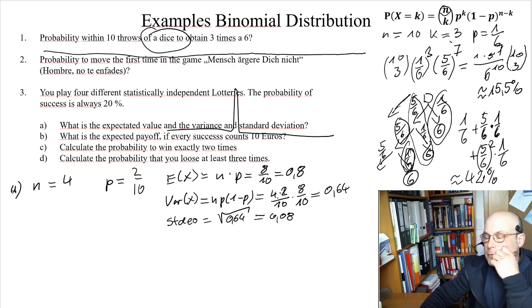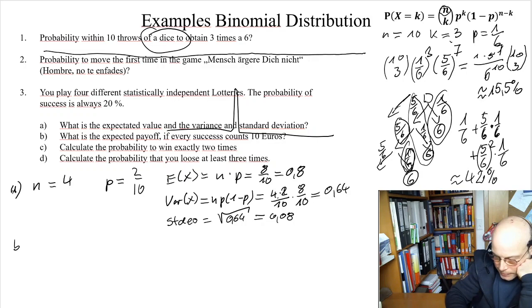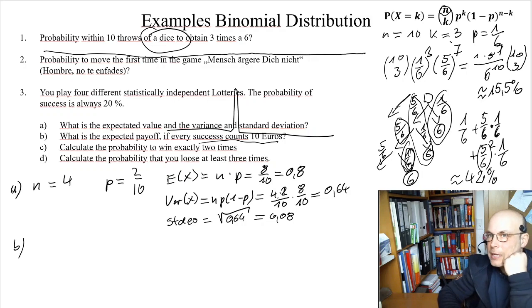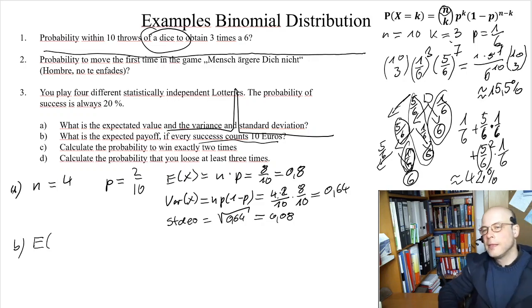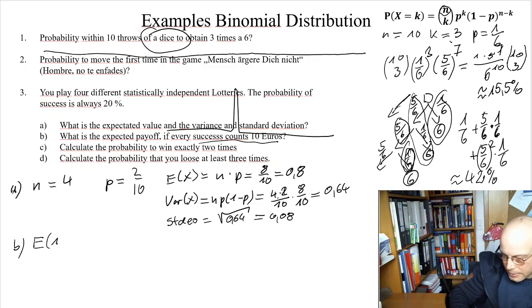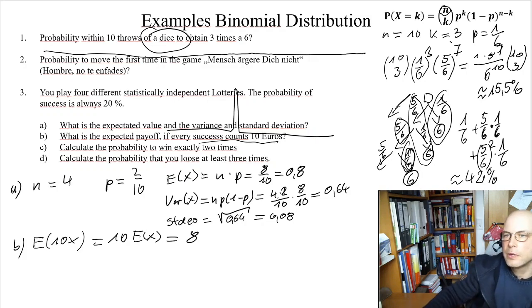Then, really hard to calculate, what is the expected payoff if every success counts 10 euros. There we can use the property of the expected value operator, that this is linear. So E of 10 times X is just 10 times E of X. So we obtain 8 euros, if you want to say.